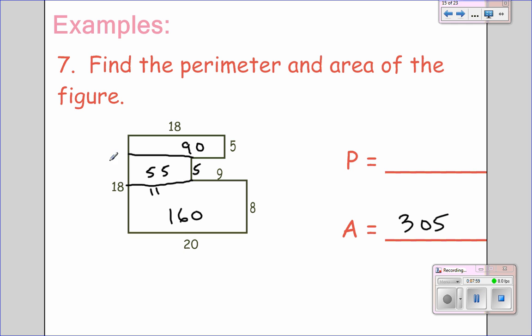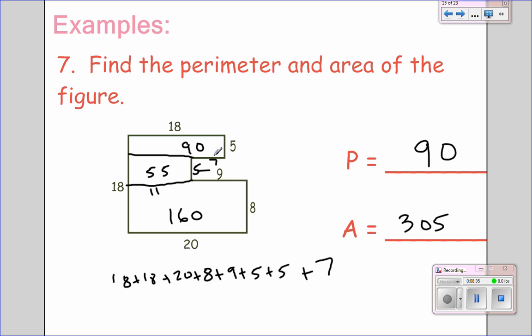Now to find the perimeter, I just add up all the outside edges. So 18 plus 18 is 36, plus 20, plus 8, plus 9, plus 5, plus 5 again. And, oh, I need that piece as well right there. So let's see here. This piece all the way across is 18, and this is 11, so what's left? 7. So plus 7. So 18 plus 18 plus 20, 56, 64, 73, 78, 83, 90 is the perimeter. So make sure you can do those composite shapes by breaking them into multiple shapes.